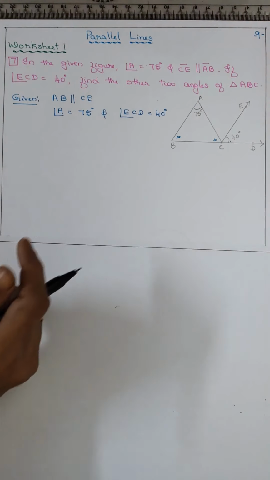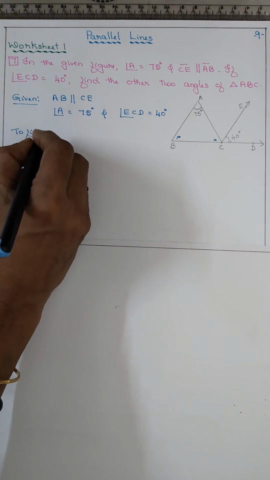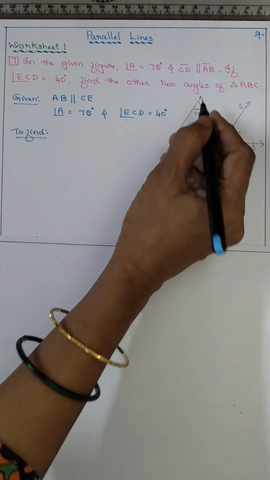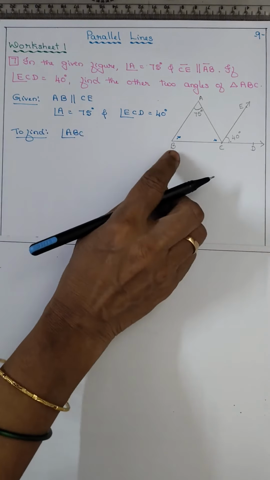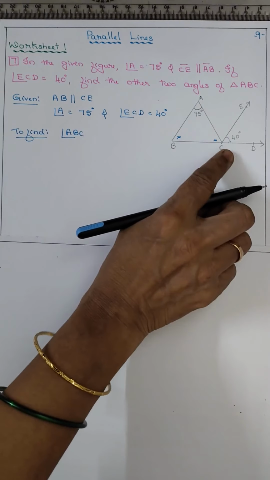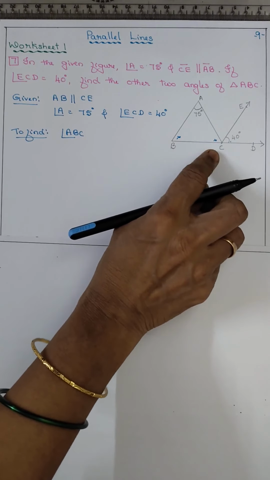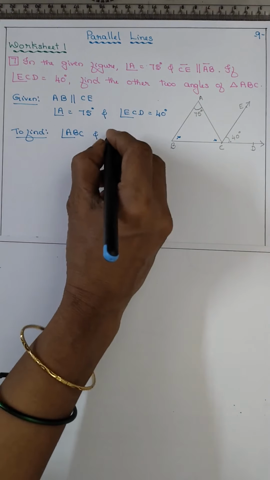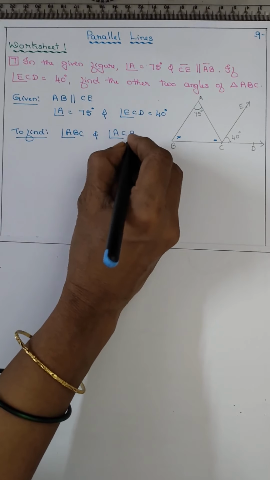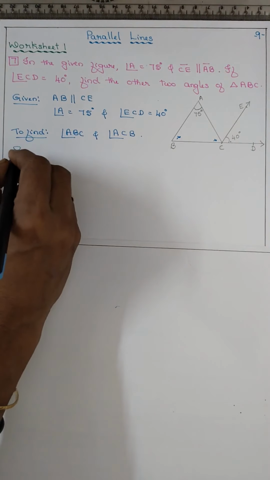Now to find the other two angles of triangle ABC, that is angle ABC. Here you can write angle B, but you can't write angle C because there are three angles at point C. So you have to specify angle ACB.